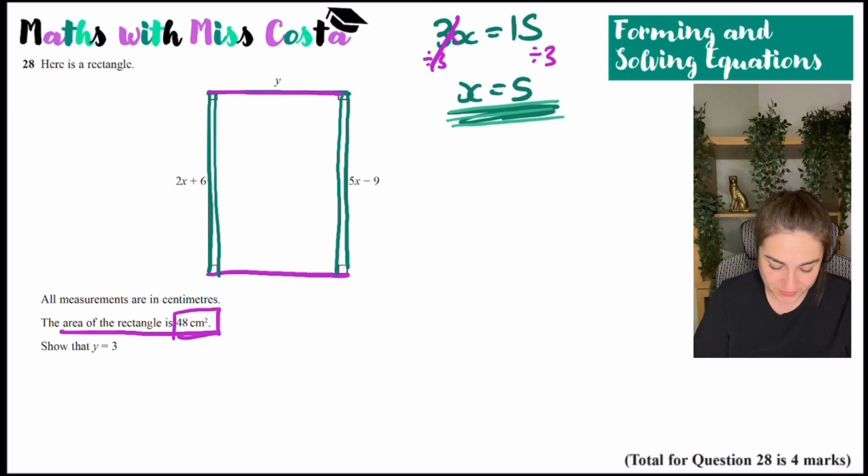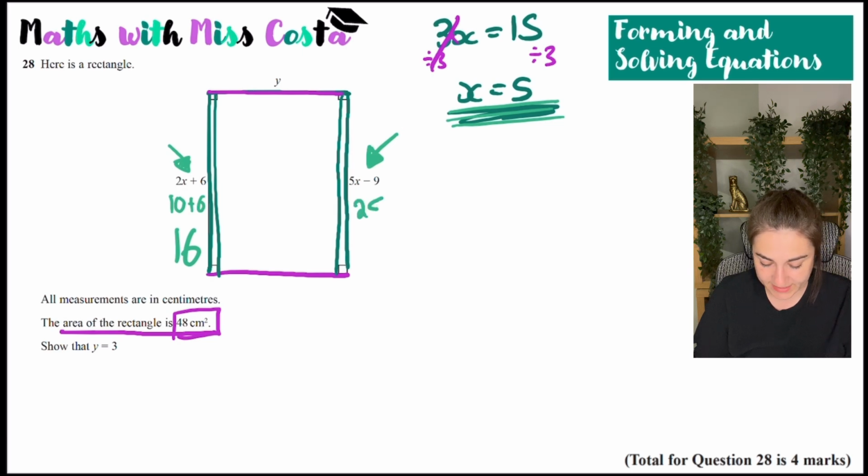So now I substitute it back into the expressions for the sides. So if x is 5, 2x is going to be 10. 10 plus 6 is 16. Let's double check if that works for this side as well. If x is 5, 5 times 5 is 25. 25 take away 9 is 16. That makes a lot more sense.